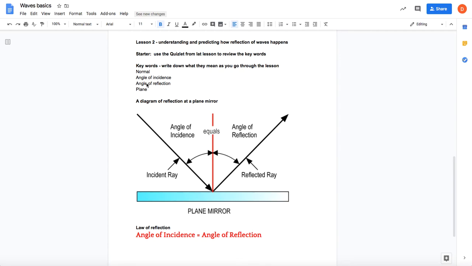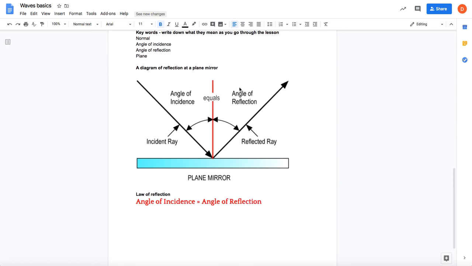We've got some keywords here. You're starting with the Quizlet from last lesson to review the keywords. And this is a key diagram for you. We're looking at how the ray of light we talked about in our last lesson, a straight line with an arrow showing the direction, behaves when it hits a plane mirror. Now plane is a key word, it means flat. Mirrors could be curved that way, they could be curved that way. This is a flat mirror.